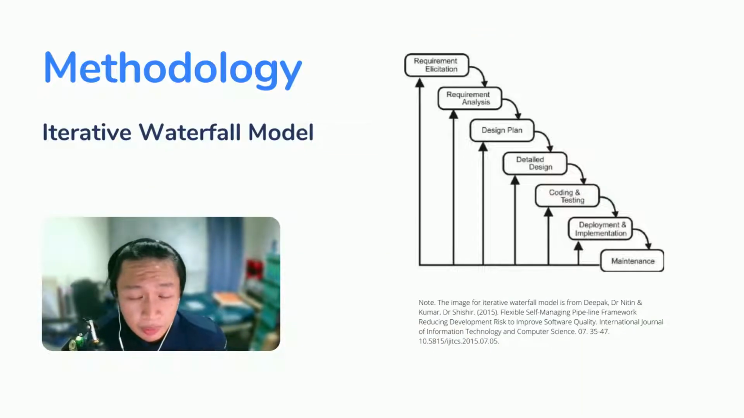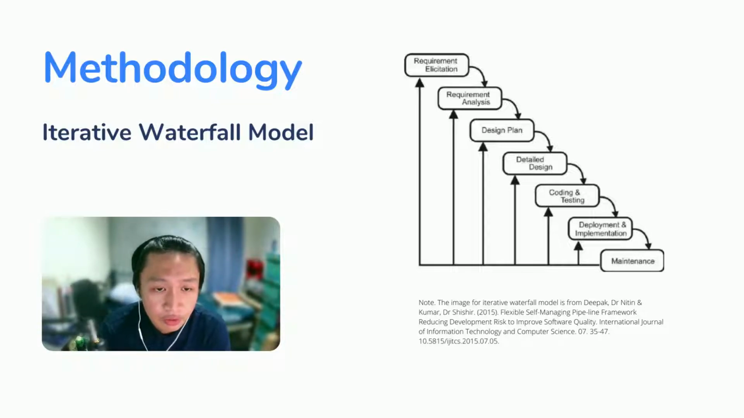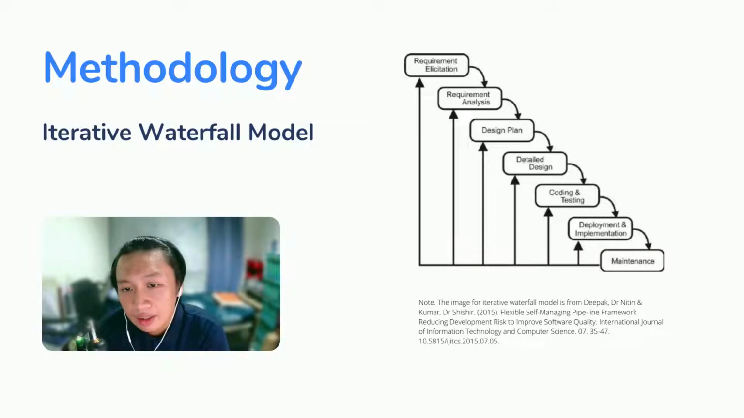For this project, the methodology that will be adopted is the iterative waterfall model. It has a few different phases, such as requirement elicitation, requirement analysis, design plan, coding, testing, deployment, and maintenance. The advantage of using the iterative waterfall model as this application's methodology is because of its simple architecture and ease of understanding. The fundamental distinction between the iterative waterfall model and the classical waterfall model is that the iterative waterfall model provides feedback pathways from each step to the stages before it.